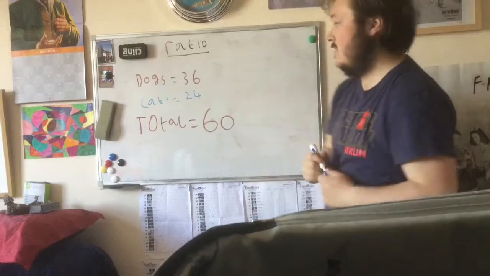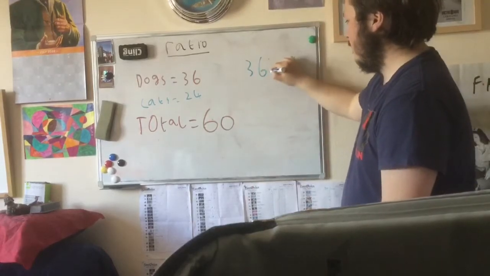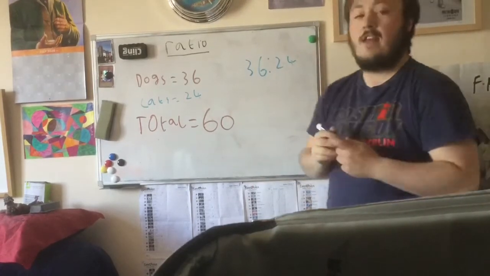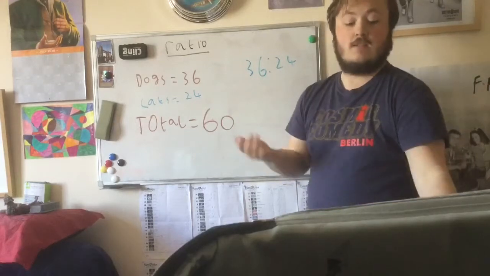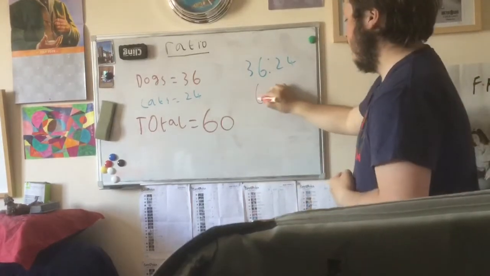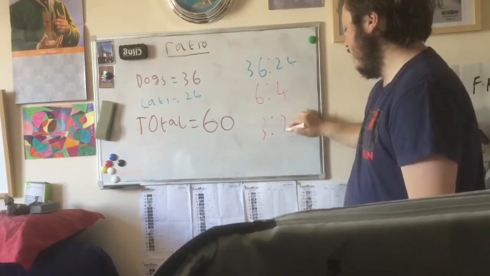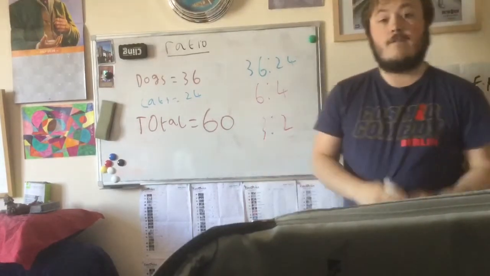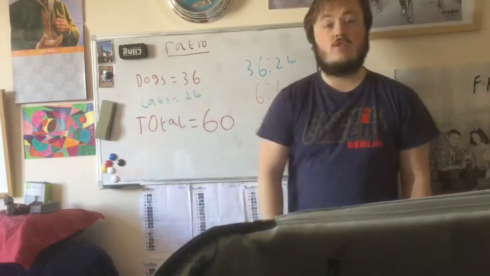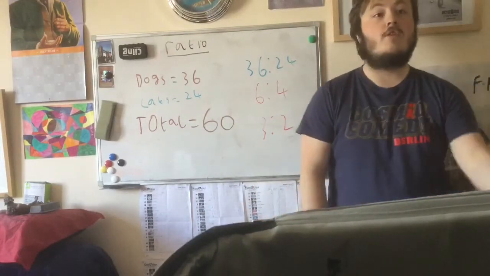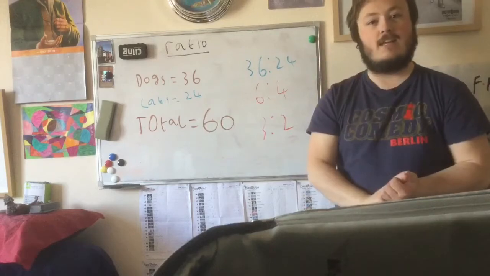So let's represent this in a ratio. So we do 36 to 24. Now this can be simplified. We can divide it by 6 to become 6 to 4. And this can be simplified further, 3 to 2. So for every 3 people who own dogs, 2 people would own cats. That's what it basically means.